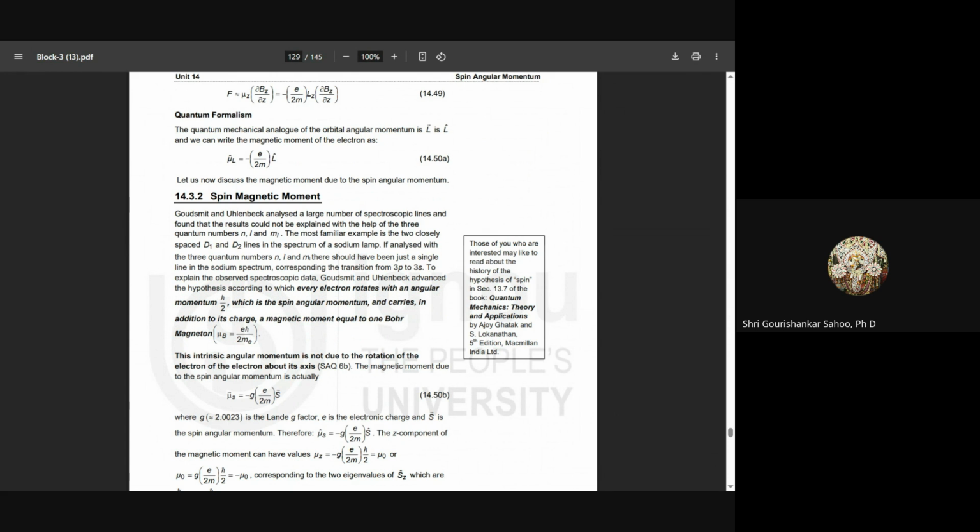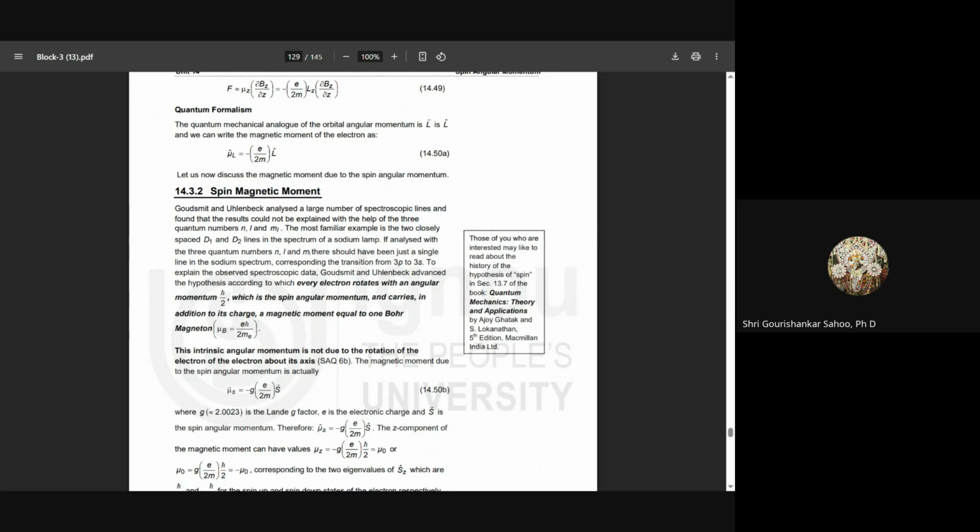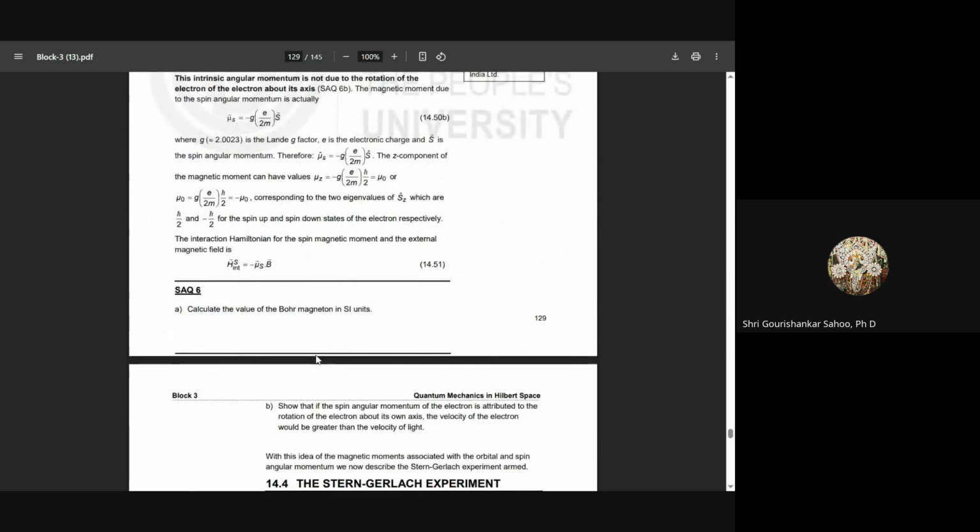And this intrinsic angular momentum is not due to the rotation of the electron about its axis. Rather, the magnetic moment due to the spin angular momentum is actually mu s vector equal to minus g e by twice m s vector, where g is nearly equal to 2.0023, that is the Landé g factor, e is the electronic charge, and s vector is the spin angular momentum vector. So the z component is shown on the screen.